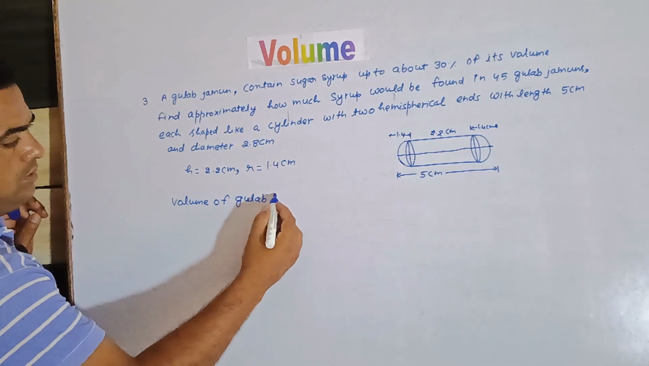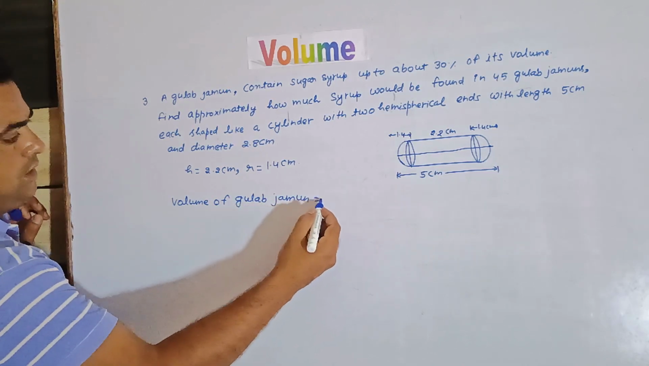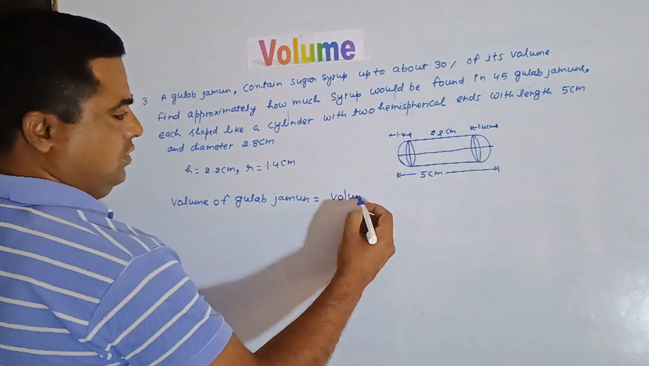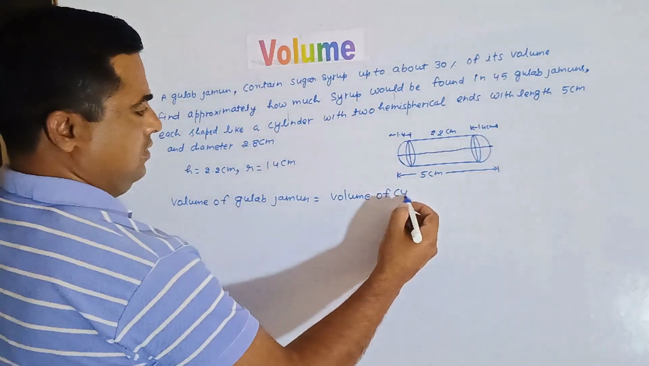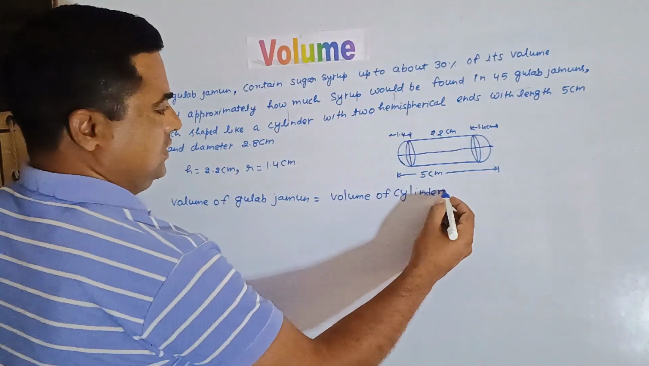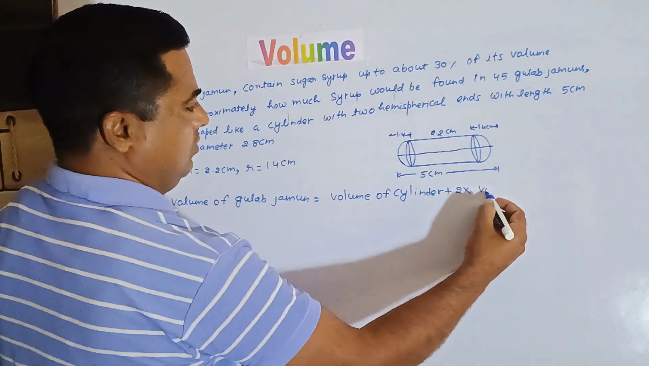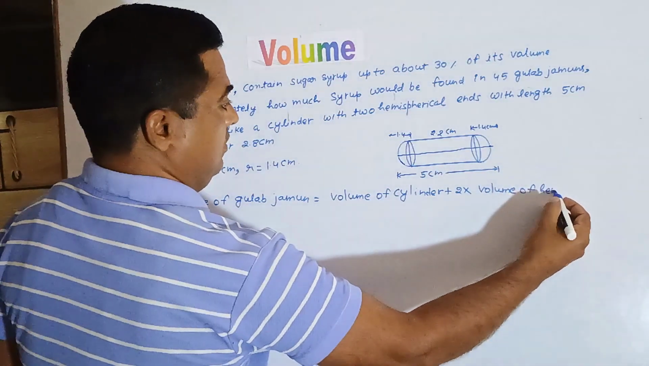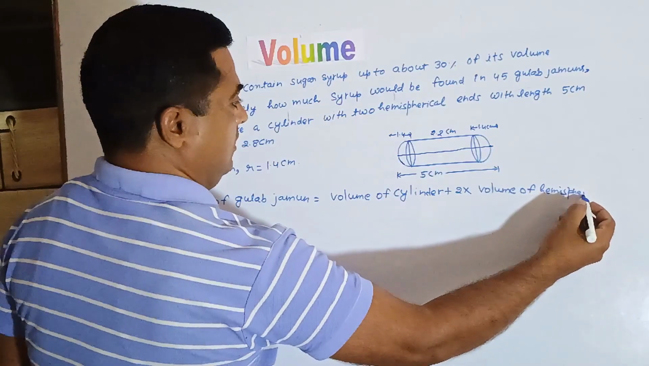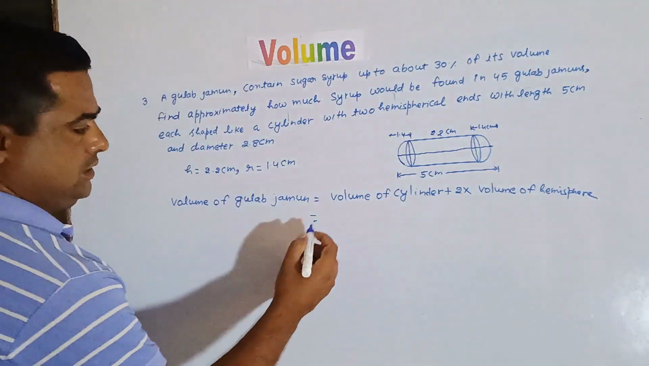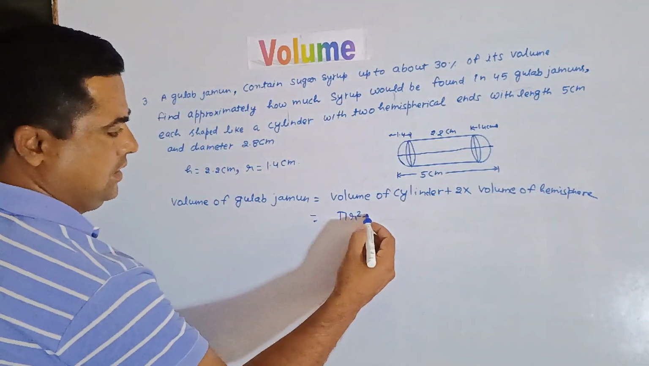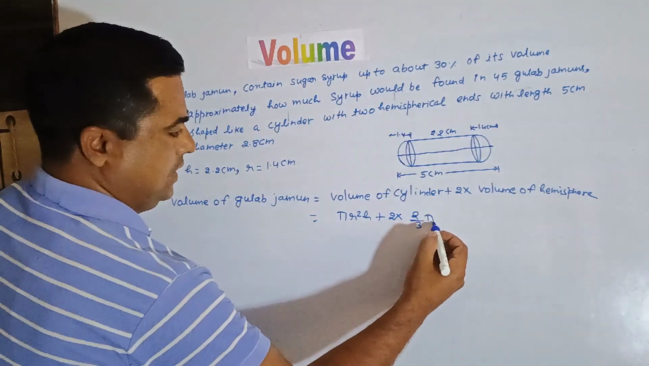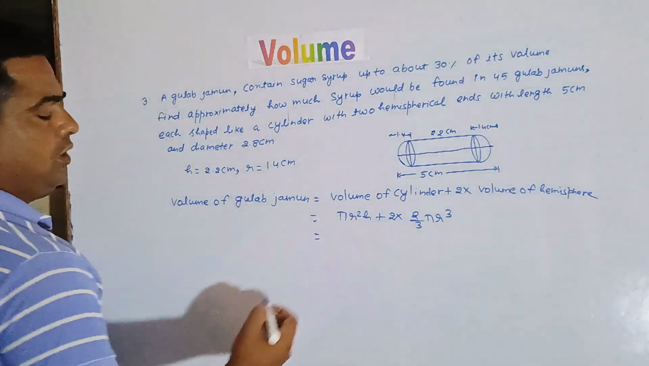gulab jamun is equal to volume of cylinder plus 2 multiplied by volume of hemisphere. Now the volume of the cylinder is pi r square h, and 2 into volume of hemisphere, we know very well, is 2 by 3 pi r cube. Now we are putting the values.